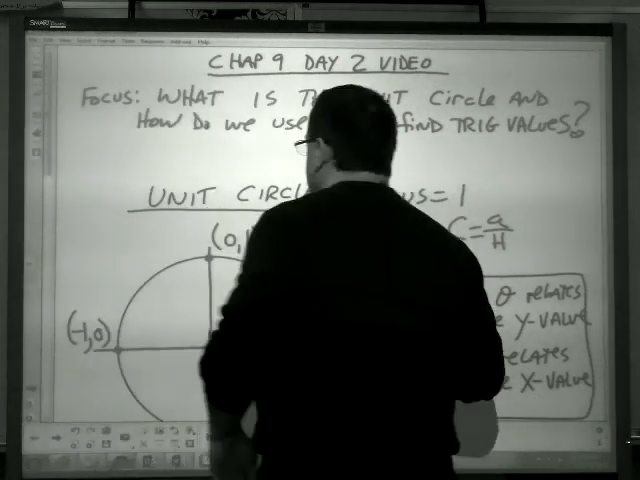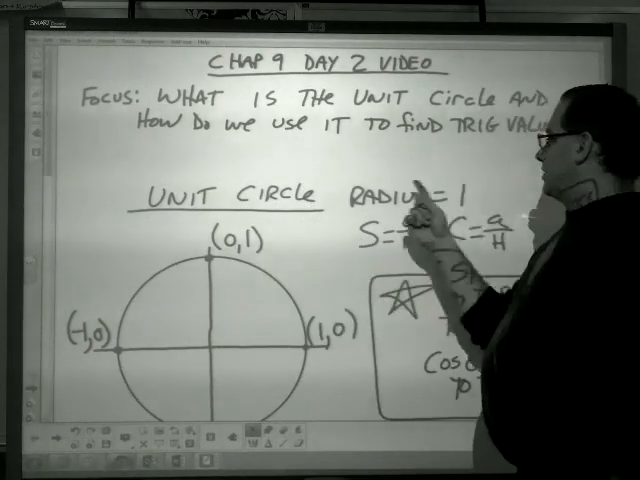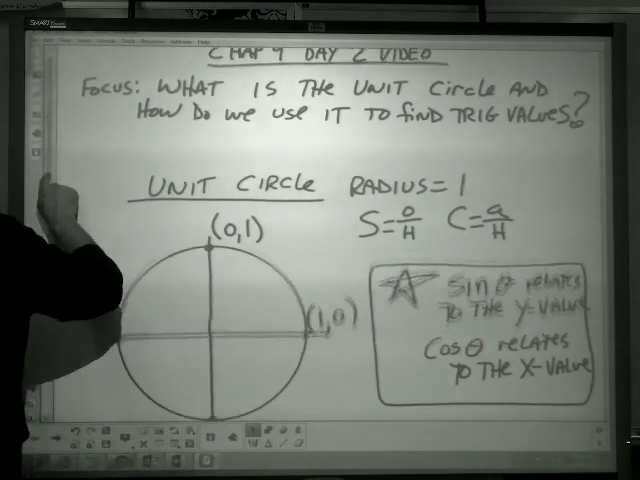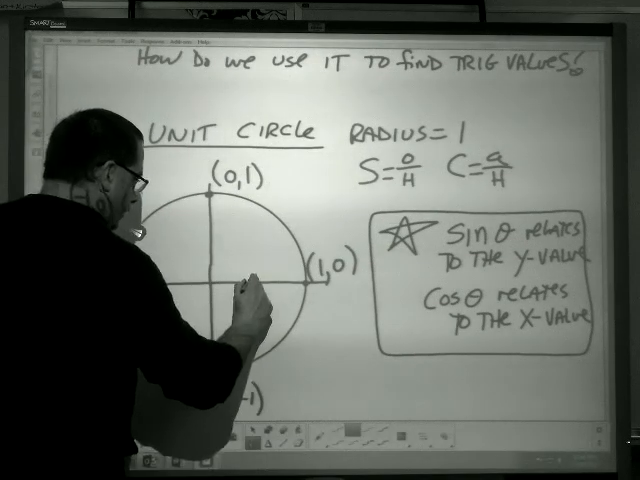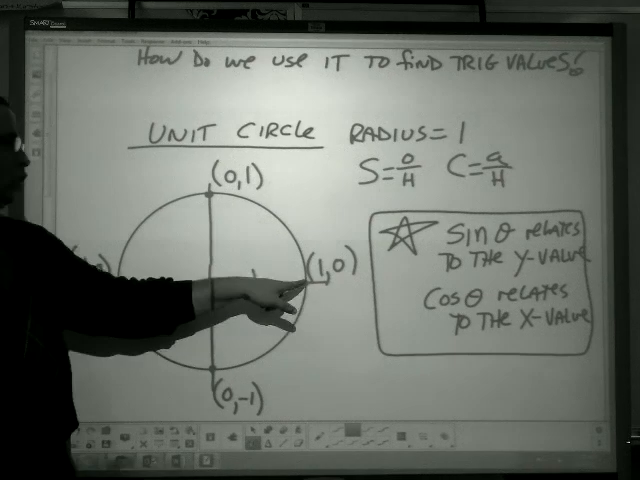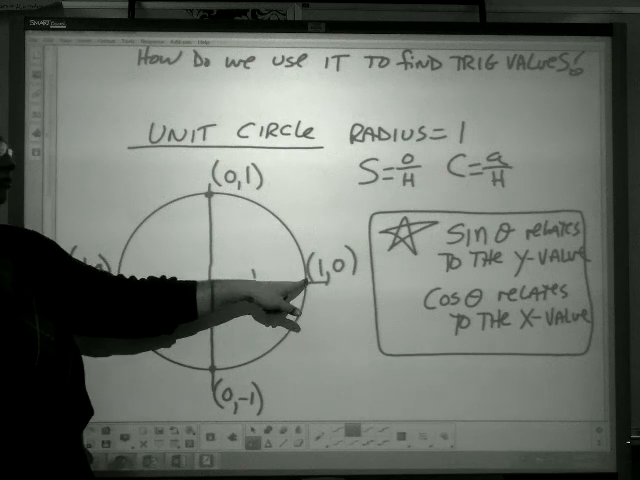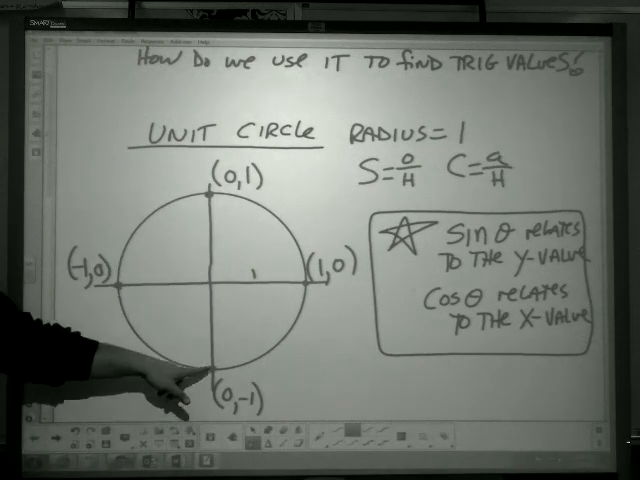All right. So this unit circle is a circle with a radius of 1. I know it's blown up really big, but this circle has a radius of only 1. So this value right here, 1. If I were to list the coordinate points of where the circle hits the x and y axis, this would be (1, 0), (0, 1), (-1, 0), (0, -1).